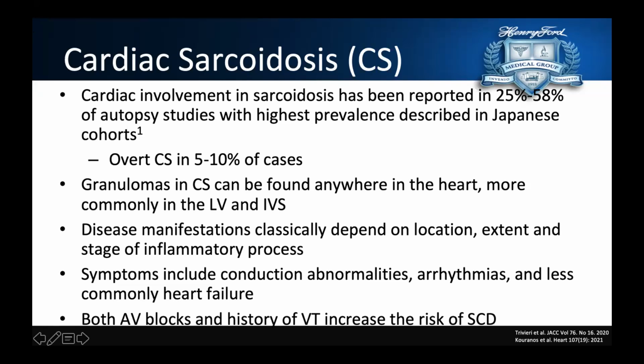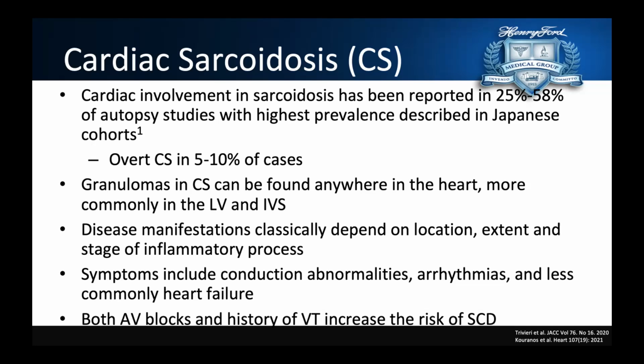So cardiac involvement in sarcoid has been reported in 25 to 60% of autopsy studies. Highest prevalence described in Japanese cohorts. Again, lungs and intrathoracic lymph nodes are usually involved in about 90 to 95%, but the exact prevalence of cardiac sarcoid, and that's the point here, remains largely unknown. So clinically overt cardiac sarcoid has been reported in 5 to 10% of cases with systemic sarcoid.